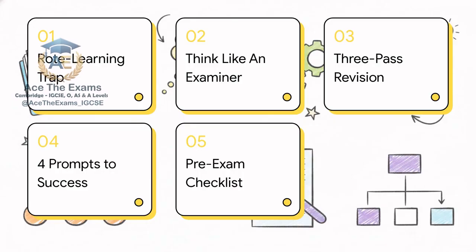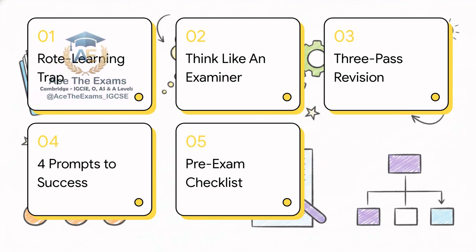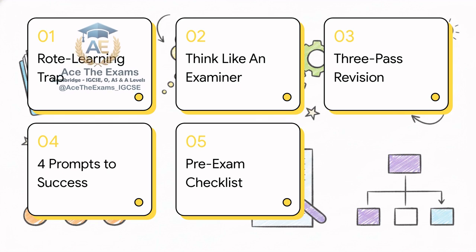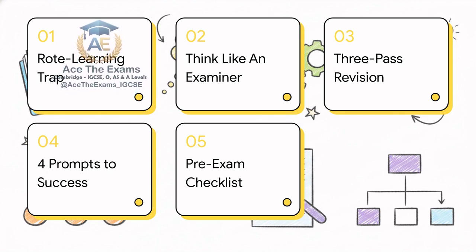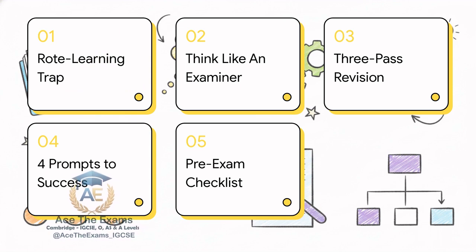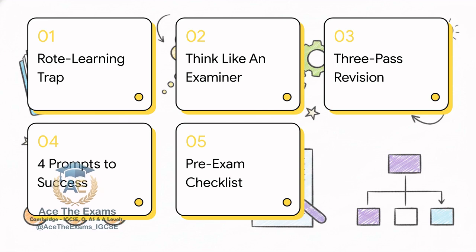To get you scoring full marks, here is our roadmap for today's explainer. First, we'll unpack the rote learning trap. Second, we'll learn about thinking like an examiner. Third, we'll cover the 3 pass revision method. Fourth, we'll introduce the 4 prompts to success. And finally, we will build your ultimate pre-exam checklist. By the end of this, you won't just be answering questions, you'll be engineering responses.